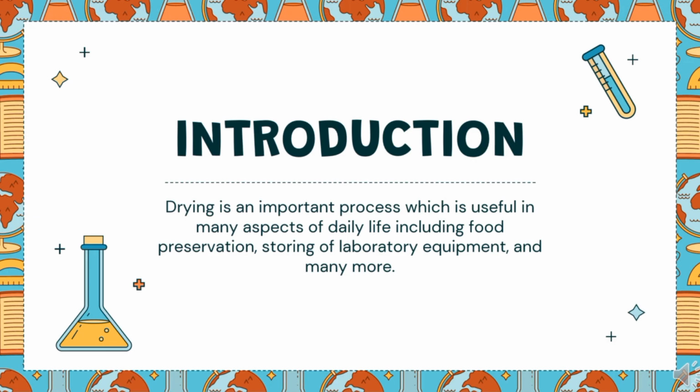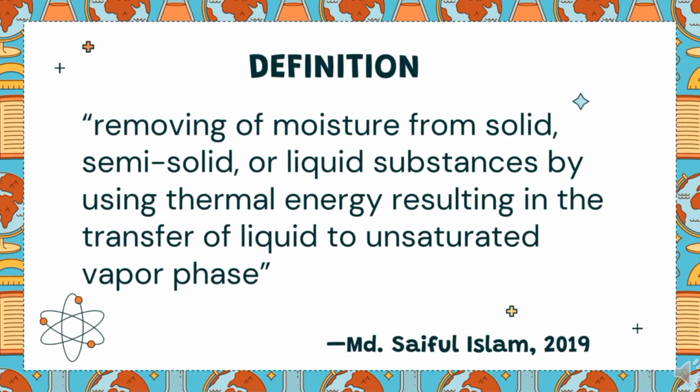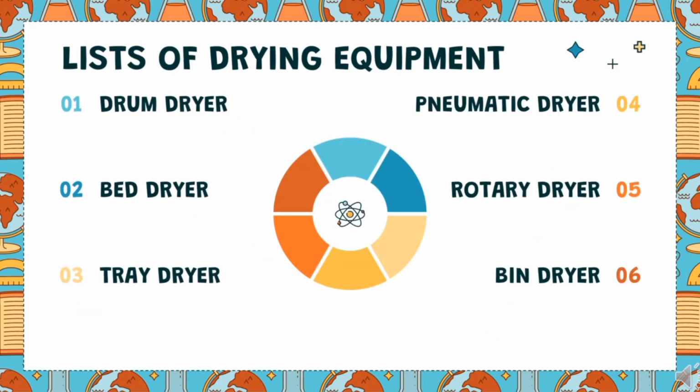Introduction. Drying is an important process which is useful in many aspects of daily life, including food preservation, storing of laboratory equipment, and many more. Here is the definition of drying. Drying is the removing of moisture from solid, semi-solid, or liquid substances by using thermal energy, resulting in the transfer of liquid to unsaturated vapor phase.